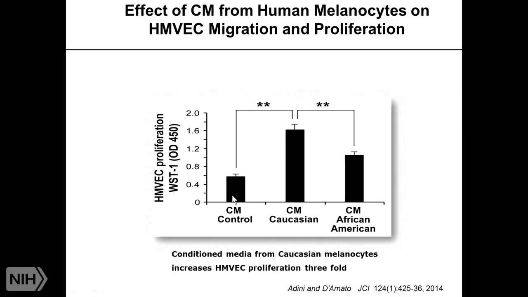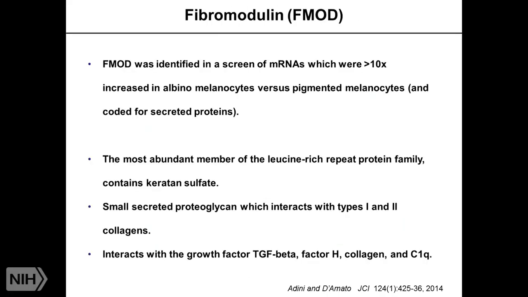And to our surprise, what we were able to elucidate is not that there's an inhibitor being made by African Americans, but that there's a stimulator that's made by Caucasians in very high amounts, that is in lower amounts in African Americans, and I'll show you that. So by doing microarrays of messenger RNAs, we were able to identify a protein that was expressed in very high amounts in albino melanocytes that wasn't present in pigmented melanocytes, and it was a secreted protein.